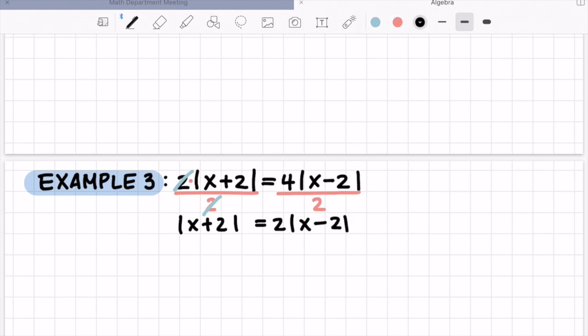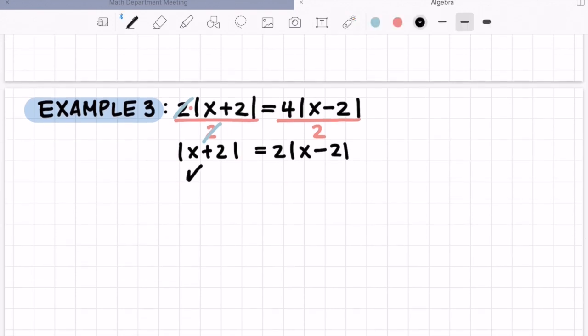Okay, now that my absolute value is completely isolated, I can go to my step 2, which is to create my 2 equations. So I'm going to create my 2 equations here. And when I do that, I get the parenthesis x plus 2 equals 2, and I just change those absolute values to parentheses. So that'll be my first one.